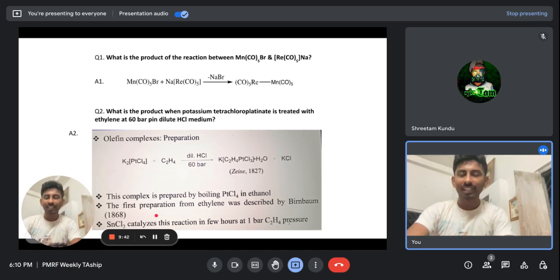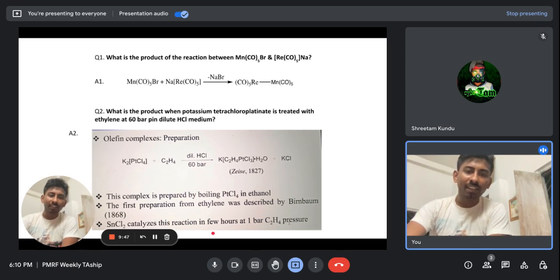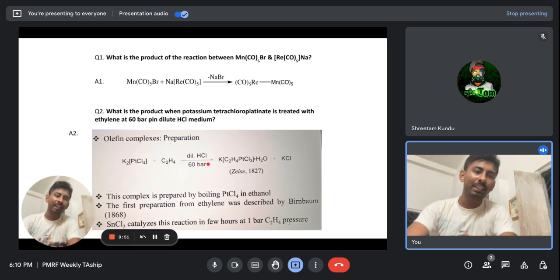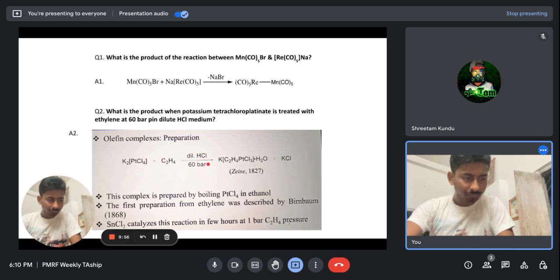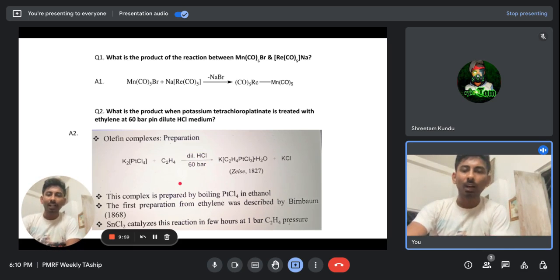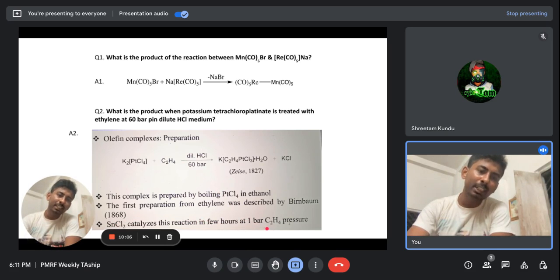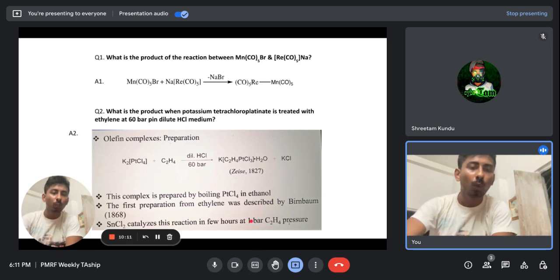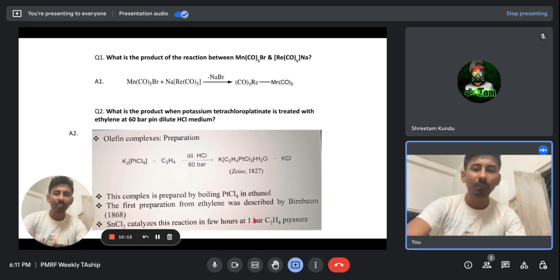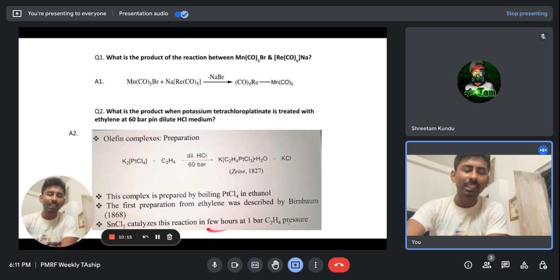There is also a fact that is covered here. Stannous chloride is one of the very famous Lewis acids. This Lewis acid actually catalyzes the reaction in a very few hours. This reaction otherwise takes some 18 to 19 hours, but in this case it takes only a few hours, and the pressure required here was 60 bar. But in presence of this catalyst, the pressure of C2H4 required is only 1 bar. So at atmospheric ethylene pressure, this stannous chloride can catalyze the reaction.